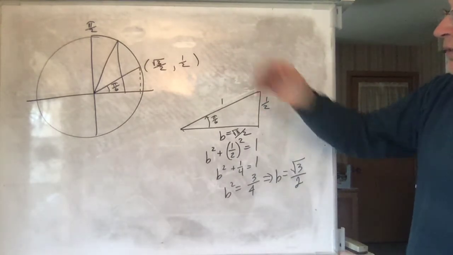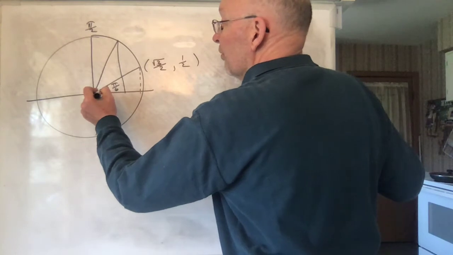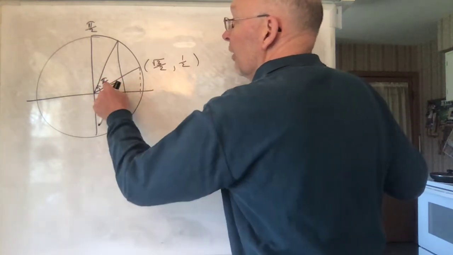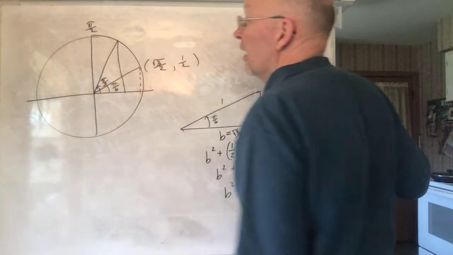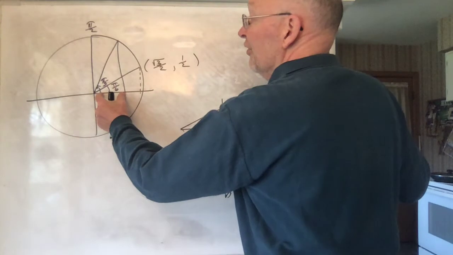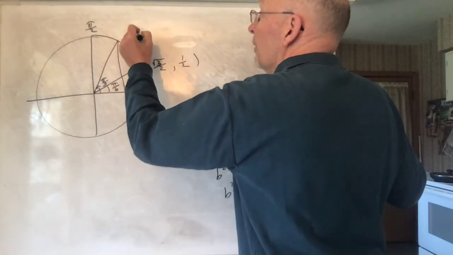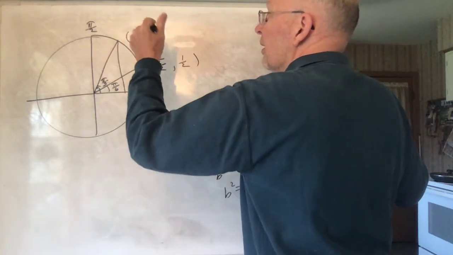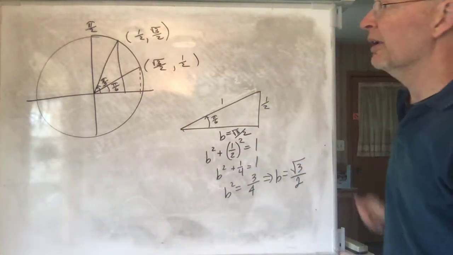And of course, I know more than that because I can take this triangle and just put it in a different orientation there, and now this is going to be 60 degrees, which is pi over 3. And now this is the short leg, so the cosine, the x coordinate, is now going to be 1/2, and the y coordinate is going to be the long leg, which is square root of 3 over 2. So there I know that one.